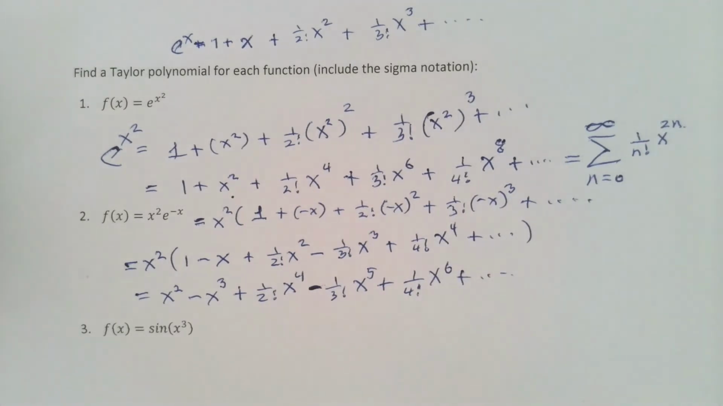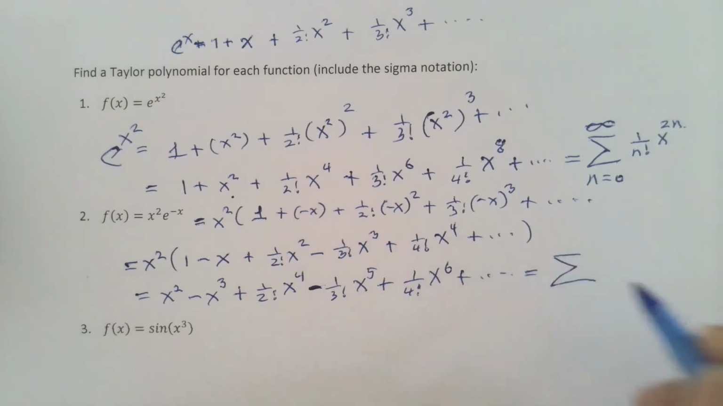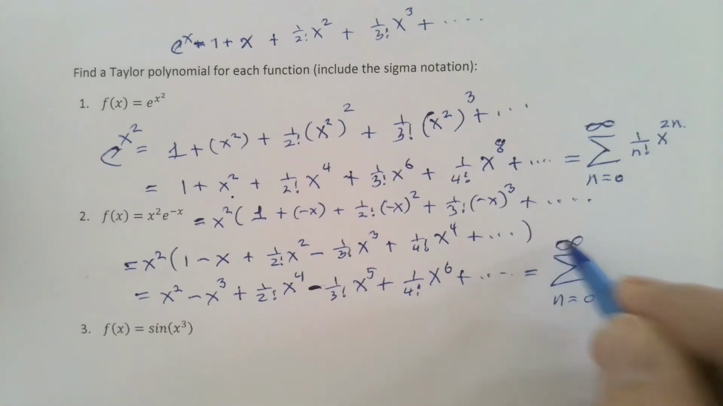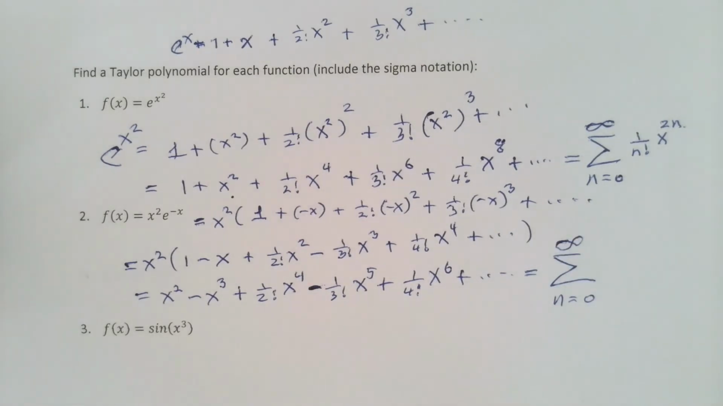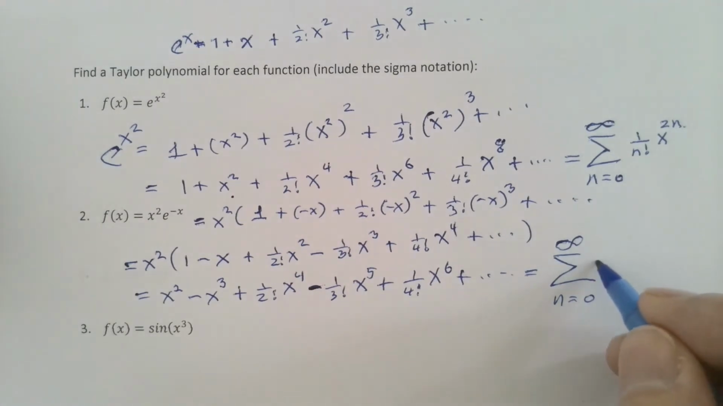And the sigma notation for this is going to be the sum from n equals 0 to infinity of, well, you're going to have to divide by n factorial.